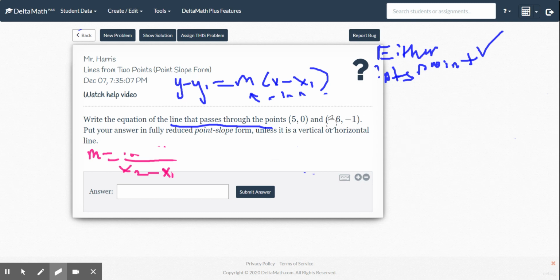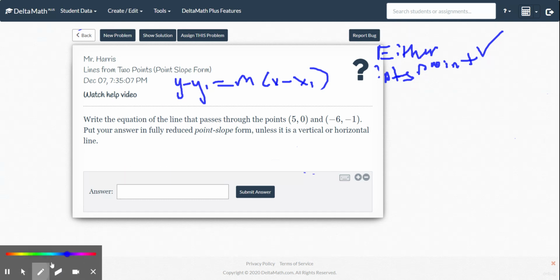Because honestly, I might use this first point for x1, y1 since it's kind of smaller. But go ahead, guys. Try. Remember, either point works, whichever point you want to use for x1 and y1. Go ahead and try this problem for me. And while you're working, I'm just going to rewrite the slope formula here if you need it.